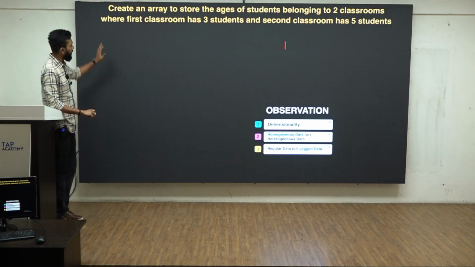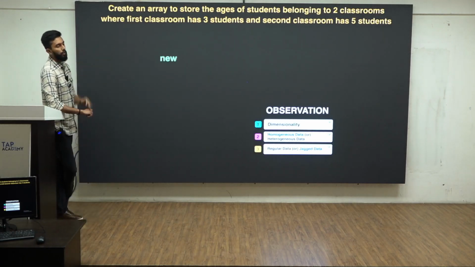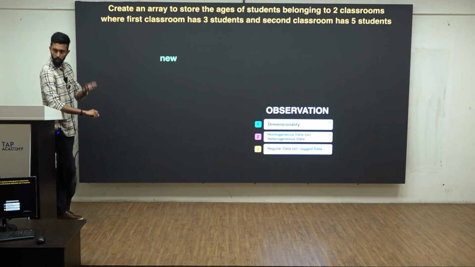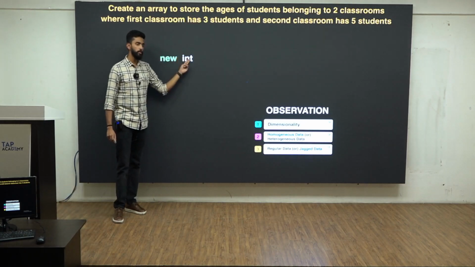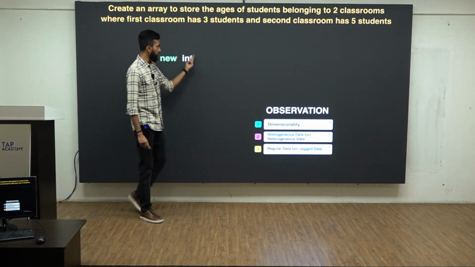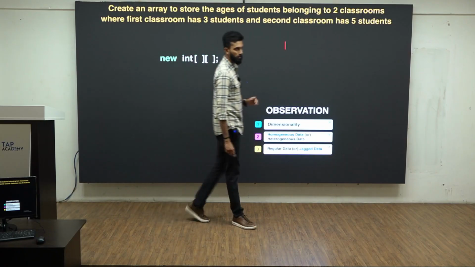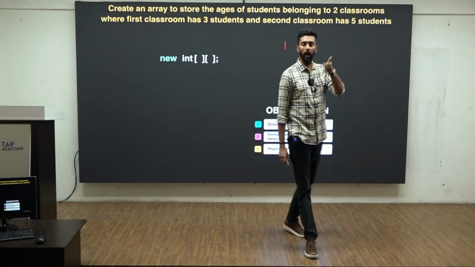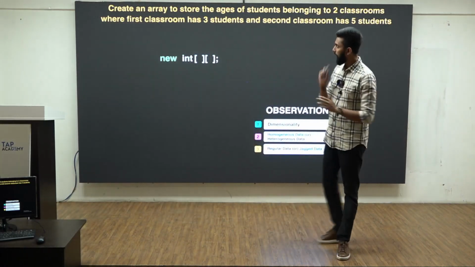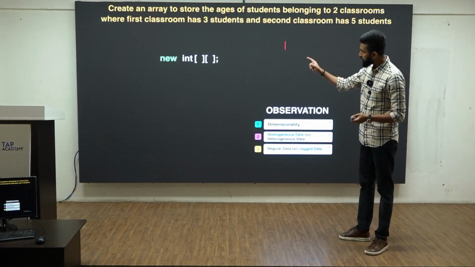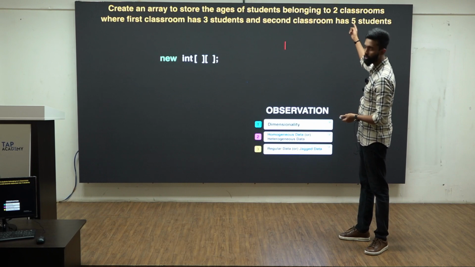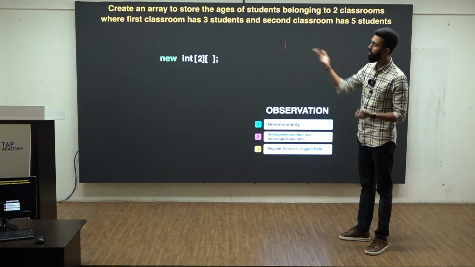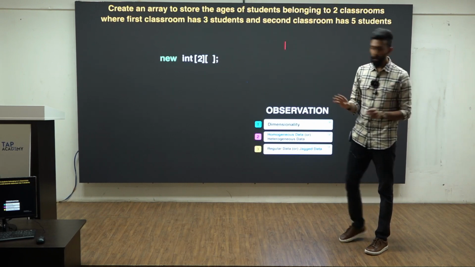Everybody should observe how to create it. Very easy it is. First of all, start by telling new, because JVM is required, arrays are objects. Then we must be telling int, because what we are storing is ages, correct? There are two dimensions, so I will be putting two pairs of brackets, nothing but class and students. Now tell me friends, the first dimension is classroom. That is very straightforward. How many classrooms do we have? Two classrooms. You just confidently tell two, no problem.